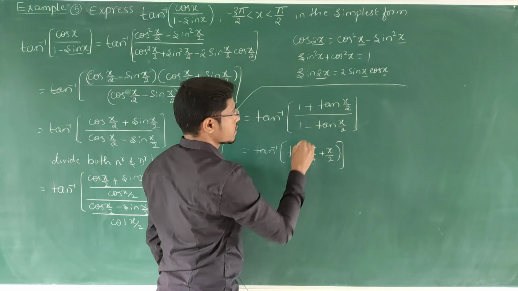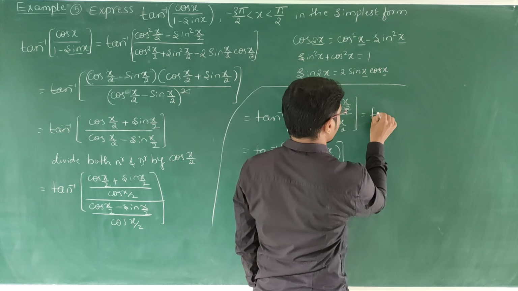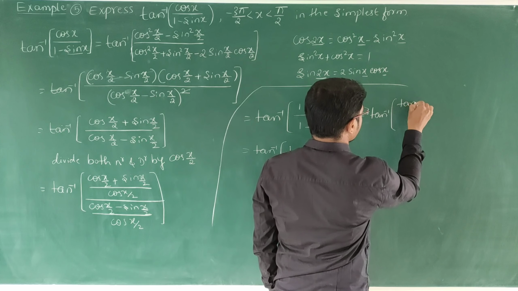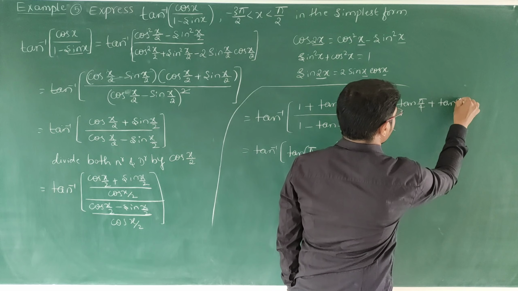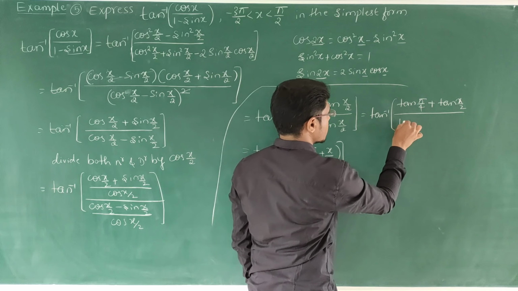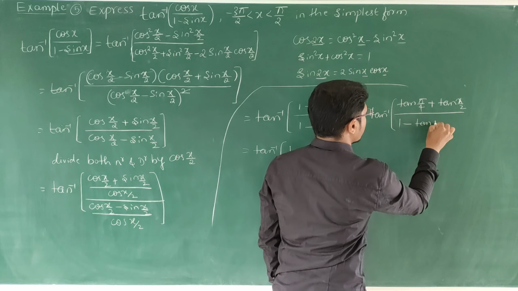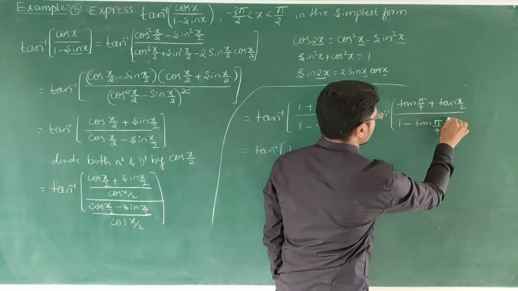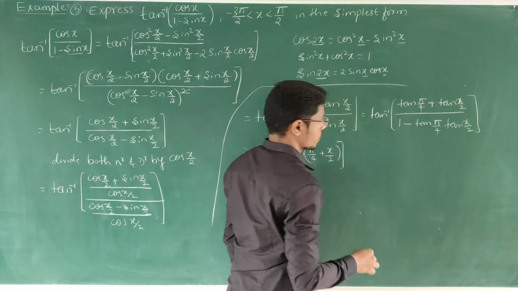So this we can write as tan inverse of, 1 can be written as tan pi by 4, so 1 plus tan x by 2, divided by 1, keep 1 as it is, minus. Here in the place of 1 we can write tan pi by 4, and tan pi by 4 is 1, into tan x by 2, right.